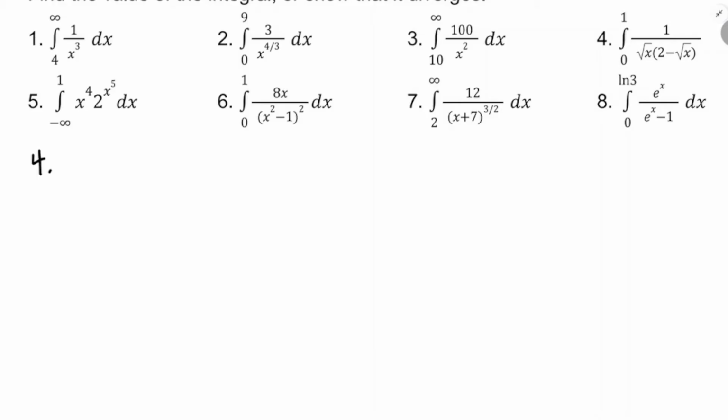Right, now number 4, 1 over the square root of x times 2 minus square root of x from 0 to 1. Okay, x equals 0 is going to be the issue. That thing would have vertical asymptotes at x equals 0 and at x equals 2. No, the domain is just going to be positive x's. Okay, so it's the lower bound that's approaching 0, and we're integrating up to 1. Now with this, this one's going to require a substitution.